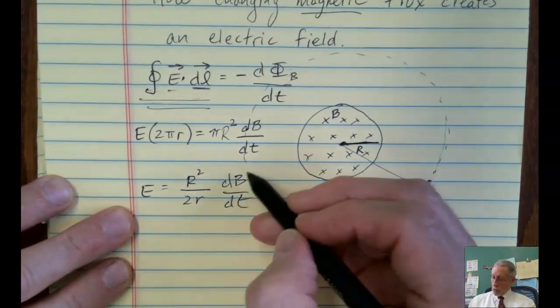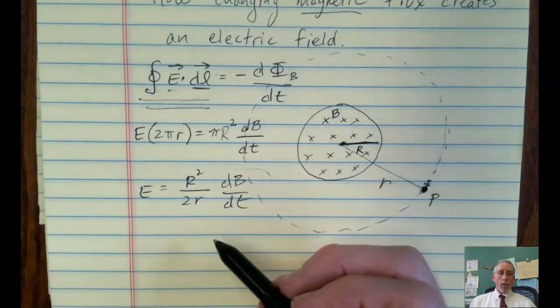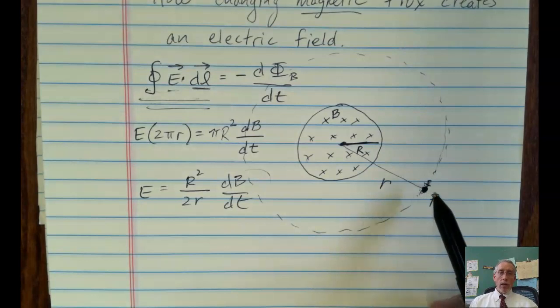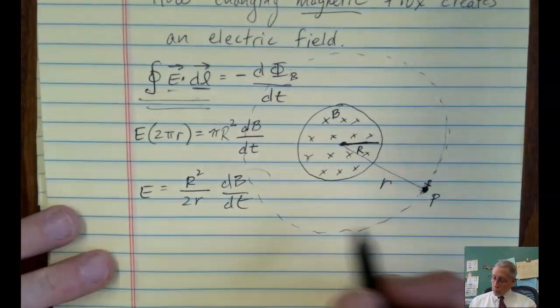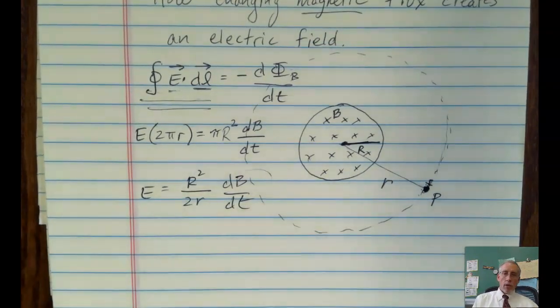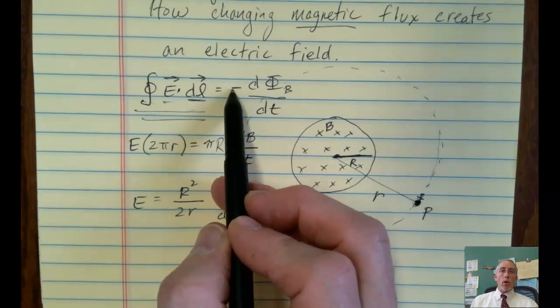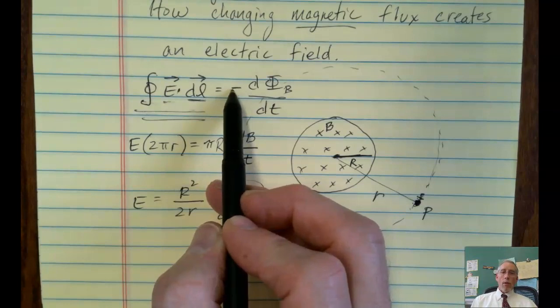And for a circular region with a changing magnetic field, that will be the strength of the electric field outside of the region. Inside the region, it would look a little different. Okay, let's talk about direction. The negative sign in Faraday's law actually has its own name. It's called Lenz's law. And we describe it this way.